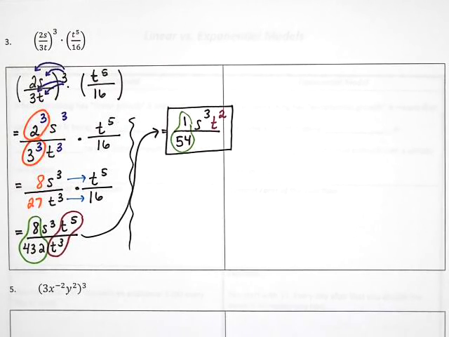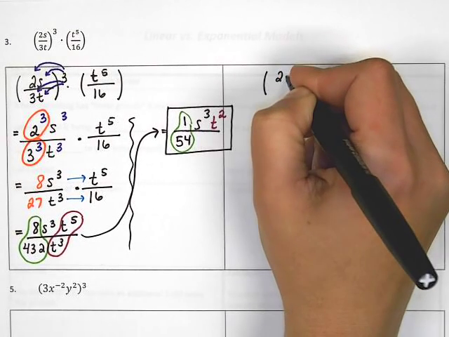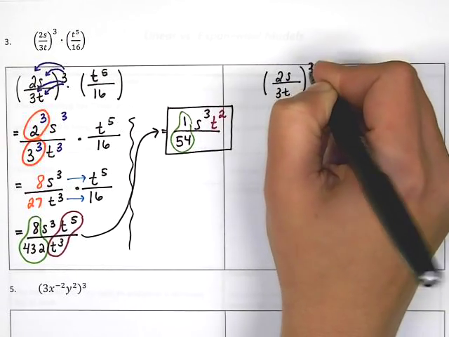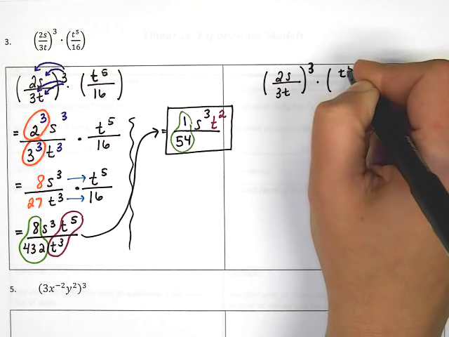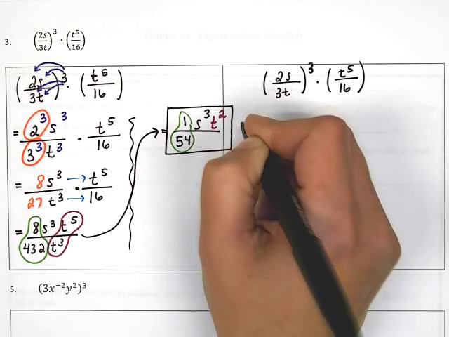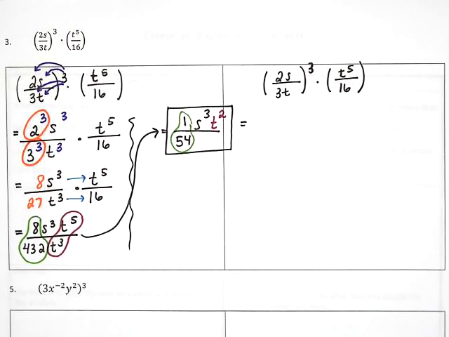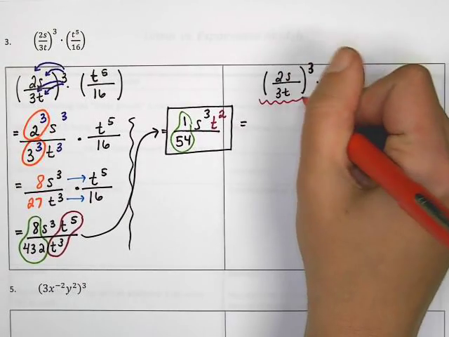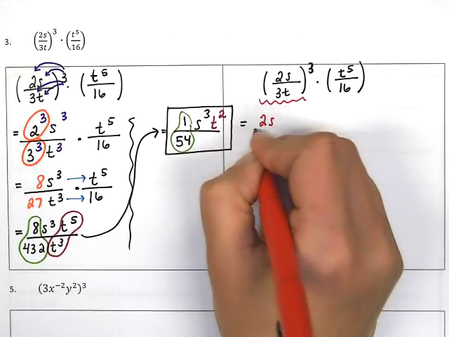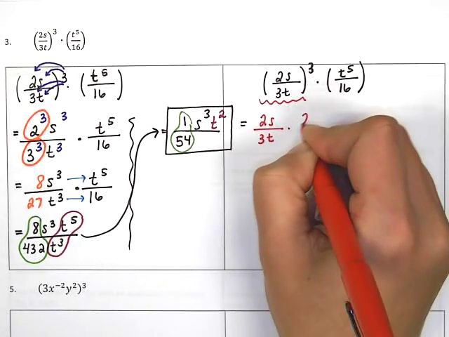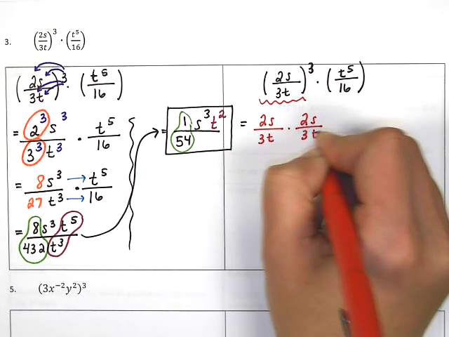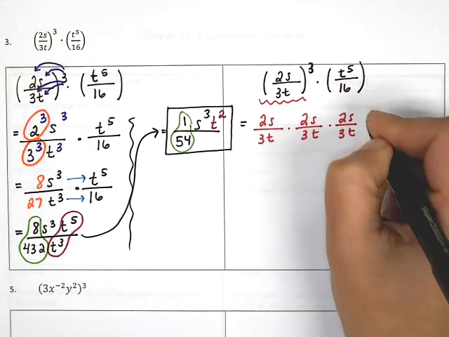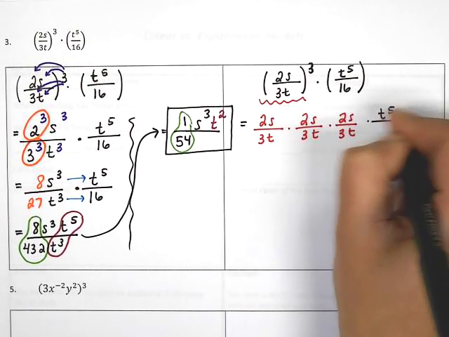Now, what if you didn't see it that way at all? What if you go back to the original problem and you're like, I would not have done it that way? Well, let's see if we can do it a different way and still get the same answer. So another option you have here is just write everything out from the get-go. So you could rewrite this as 2s over 3t times 2s over 3t times 2s over 3t, and then you could just copy down the t to the 5th over 16.